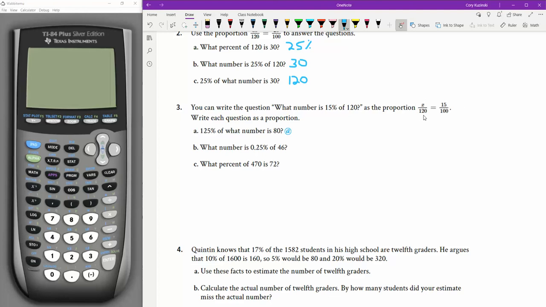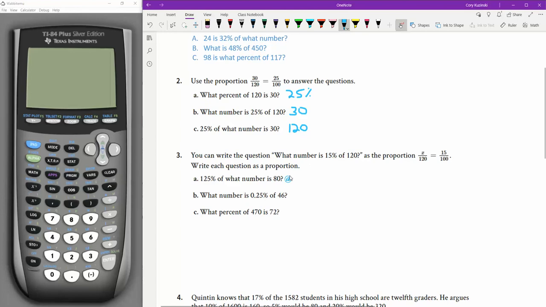Write each question as a proportion. All right, that's all we got to do, is just write each question as a proportion. Okay, let's go. A, 125%. As soon as I see that percent, I know I'm doing that over 100. Of what number? I'm going to put my X on the bottom. The bottom is the of, is 80. Okay, so 125% of what number is 80?